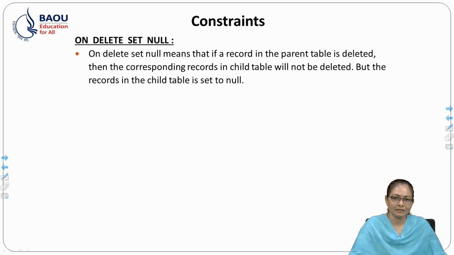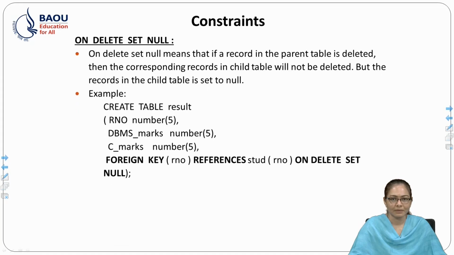On delete set null means if the record in the parent table is deleted, then the corresponding record in the child table will not be deleted, but the record in the child table is set to null. On delete set null is written when the foreign key is defined. For example, create table result in the bracket roll number size 5, then DBMS marks number size, then the C column is defined. After that, the foreign key is defined as it is, and then at the end on delete set null is written.